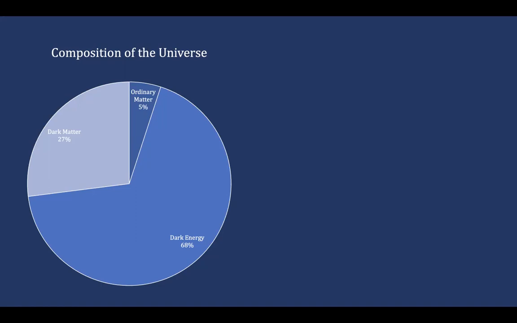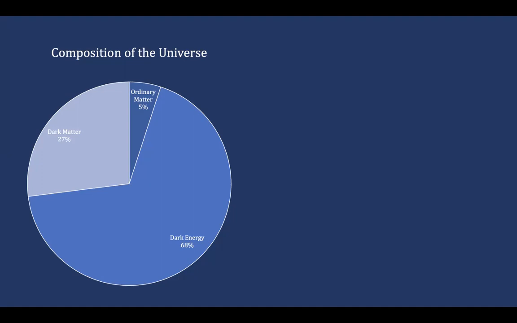68% of the universe's composition is dark energy. So this is sort of a mysterious type of energy that's driving the expansion of the universe. 27% is dark matter. Dark matter is matter that has mass. It interacts via gravity. We know it's out there because it's very important for the structure of galaxies as we know them. But we're not quite sure what it is. And there's a lot of experiments trying to directly measure what particle makes up dark matter.